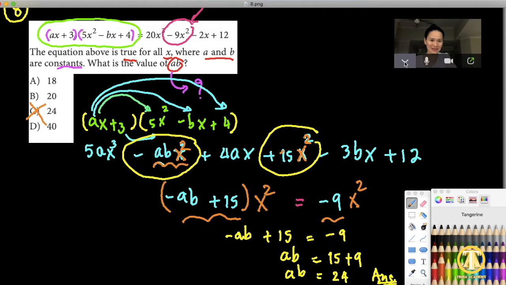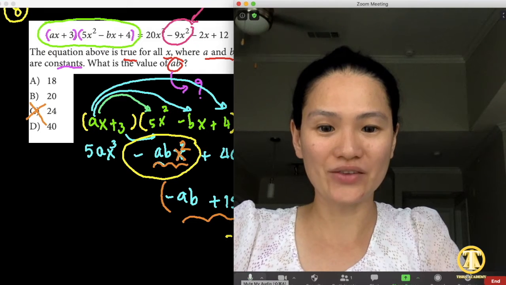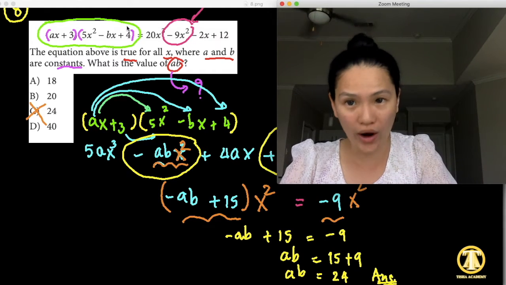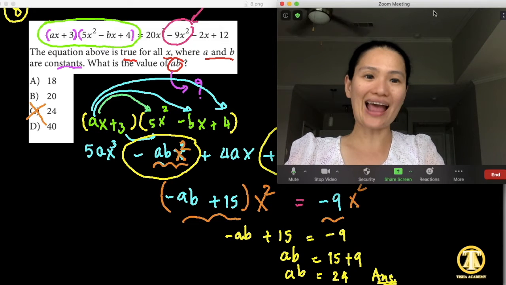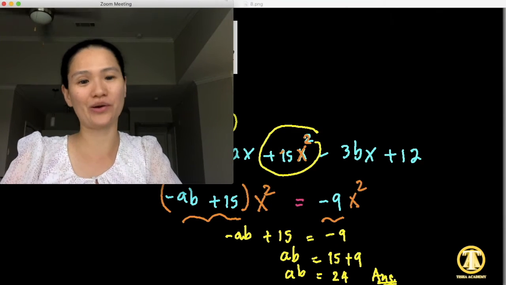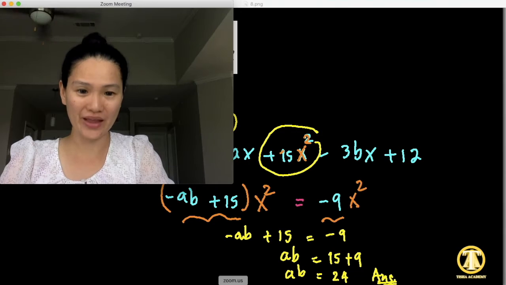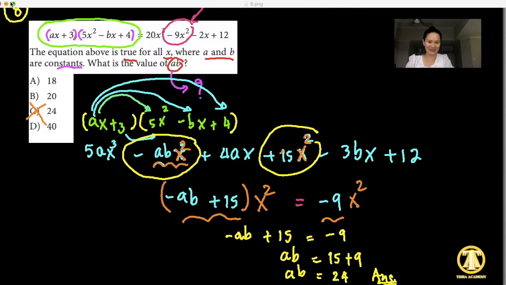Alright, are you good about this one? Yep, you understand the concept, yeah? We don't need to calculate all of them. We just focus on x squared. And in case some of you don't know how to solve the equation, what I do is really easy. I move negative ab to another side of the equation, move negative 9 here, but I flip again.